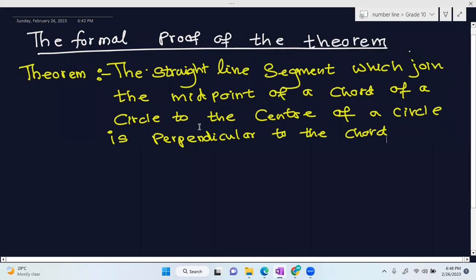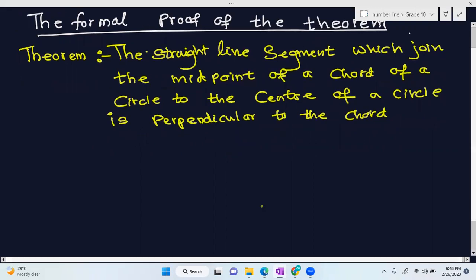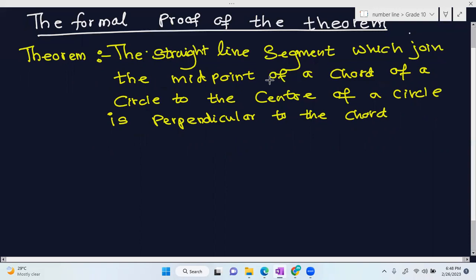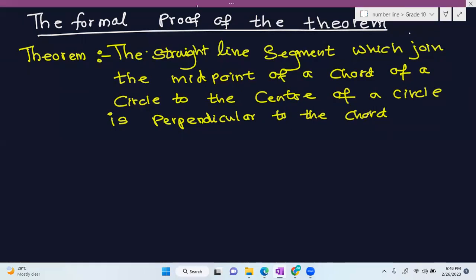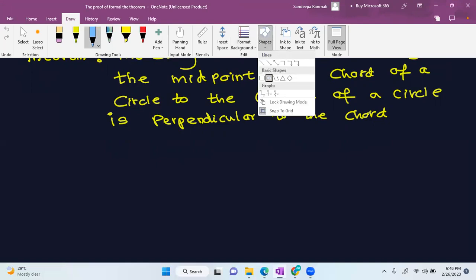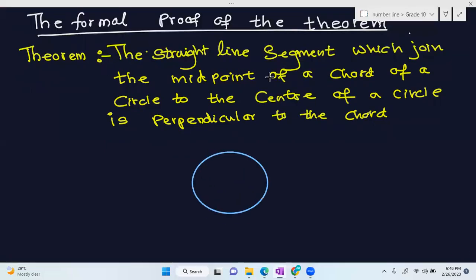Okay, now we are going to prove this one. Okay, you can write this down. Now, when you do a formal proof, first of all, what do we need? We need the diagram. Okay, then let's draw the diagram.